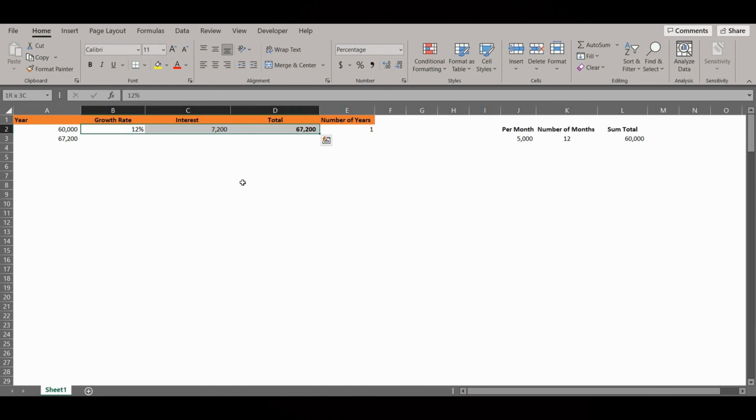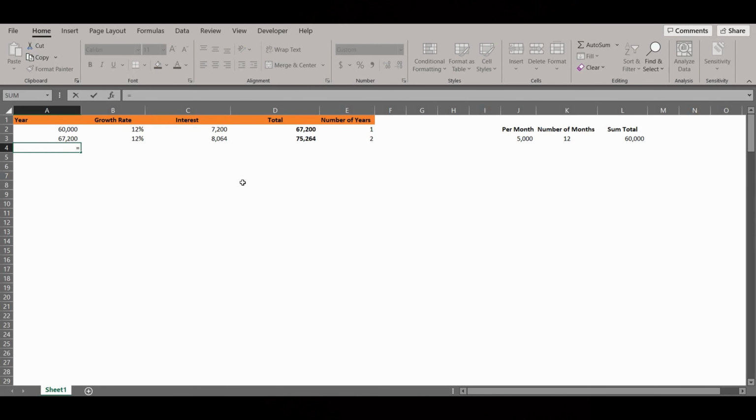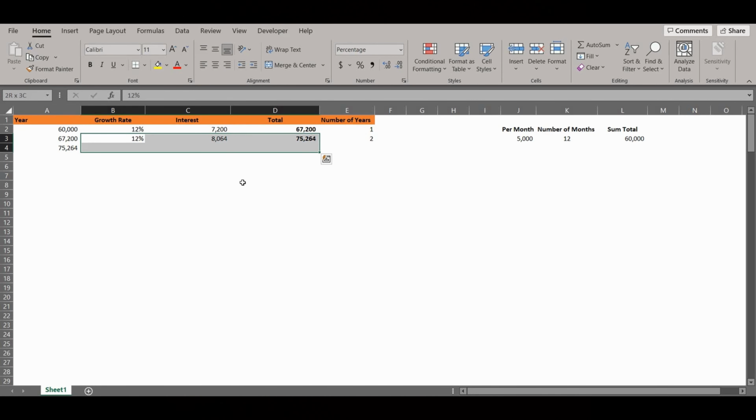So let me put the formula here and drag the formulas down. Okay, so on 67,200, assuming you would get 12% return, that would be 8,064 rupees interest for the second year, and your total would be 75,264 for second year. Similarly, if I do this for third year, my new base is 75,264 rupees. Calculating 12% interest on it, I would get 9,000 rupees as interest.